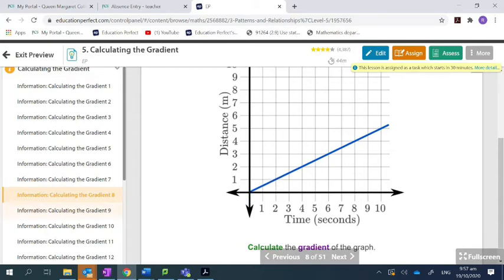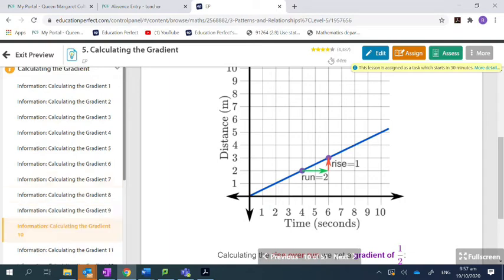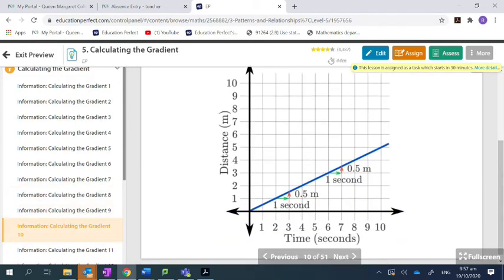Let's look at another, guys. Okay, so you see, now they picked different points and they used run over rise, which makes me insane, but it doesn't matter, as long as you pick any 2 easy points. They went up 1 and to the right 2. Up and right, not along. You can say rise and run, but don't say over or across. Which means that for every 1 second he walks, he goes 1/2 meter.